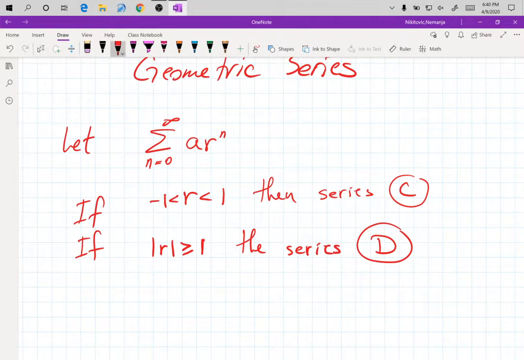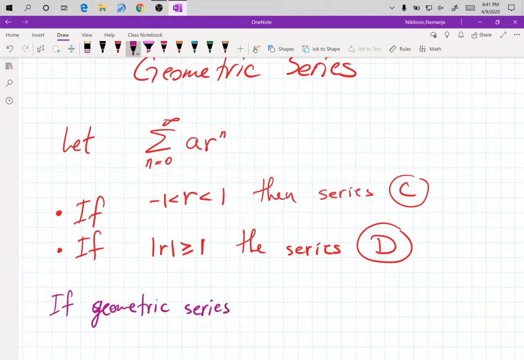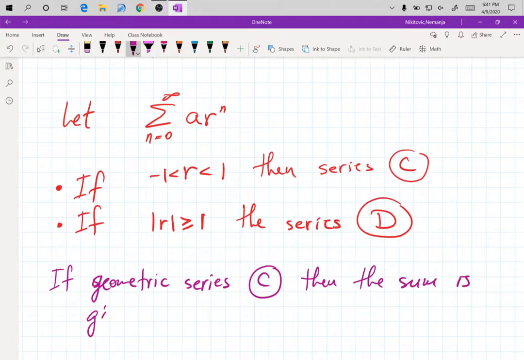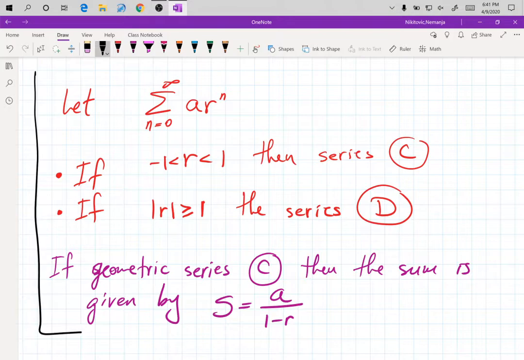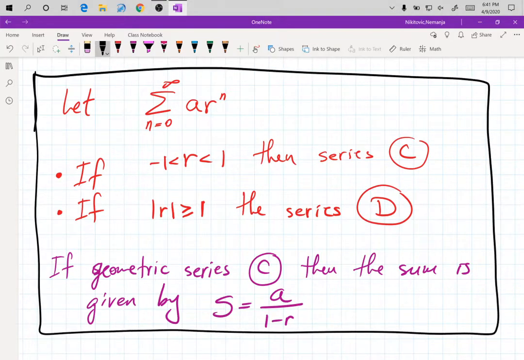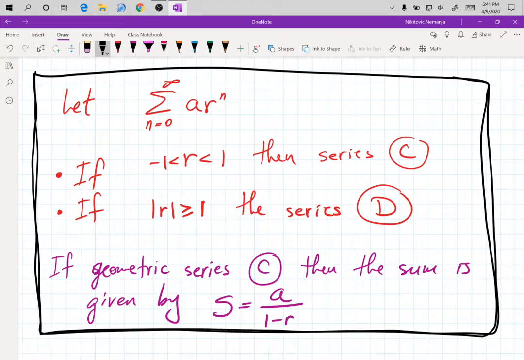And now, those are the two cases. There's one more thing which I'm going to put in a different color. If the geometric series converges, then the sum is given by S equals a over 1 minus r. There we go. This is what you are memorizing. All of it. Every single line, every single word, every single formula, everything. So if you know this, the problems are a joke.